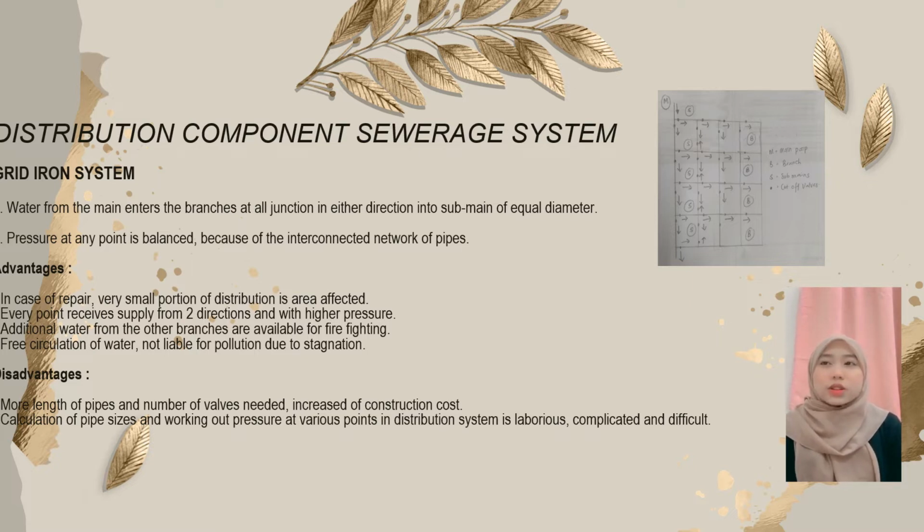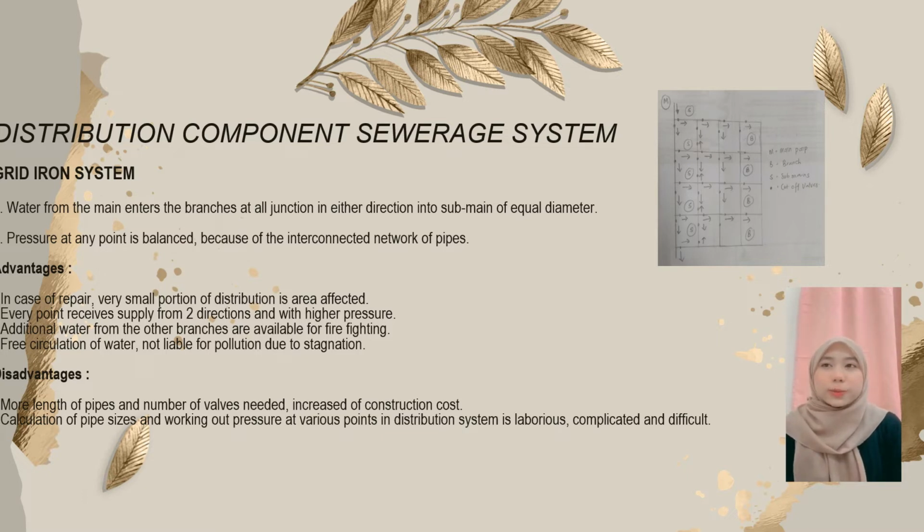Okay, next we talk about the distribution component of the sewerage system. We chose a grid iron system. First, water from the main enters the branches at all junctions, in either direction, into sub-mains of equal diameter. Second, pressure at any point is balanced because of the interconnected network of pipes.